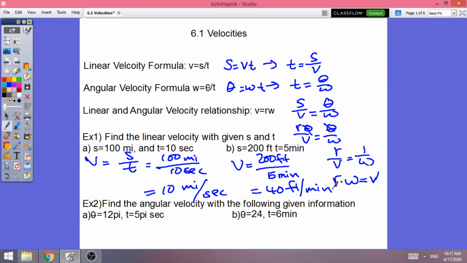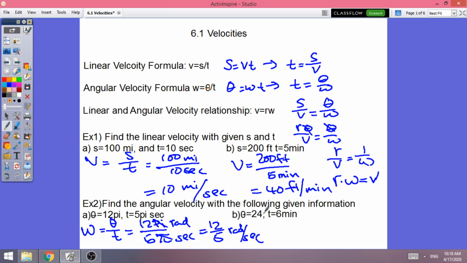Now the next one: find the angular velocity. The formula we need to apply is the second one right here. Angular velocity, w equals theta over t. We have 12 pi as the measure of the central angle, or the angular displacement, divided by the time, which is 5 pi seconds. Make sure you put in the unit: radians over the time unit, seconds. Pi gets canceled, so we are left with 12 over 5, and the unit is radians per second.